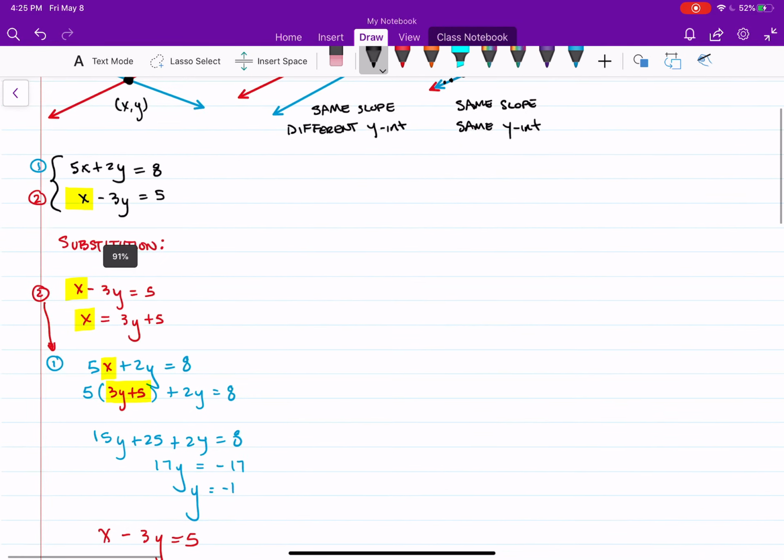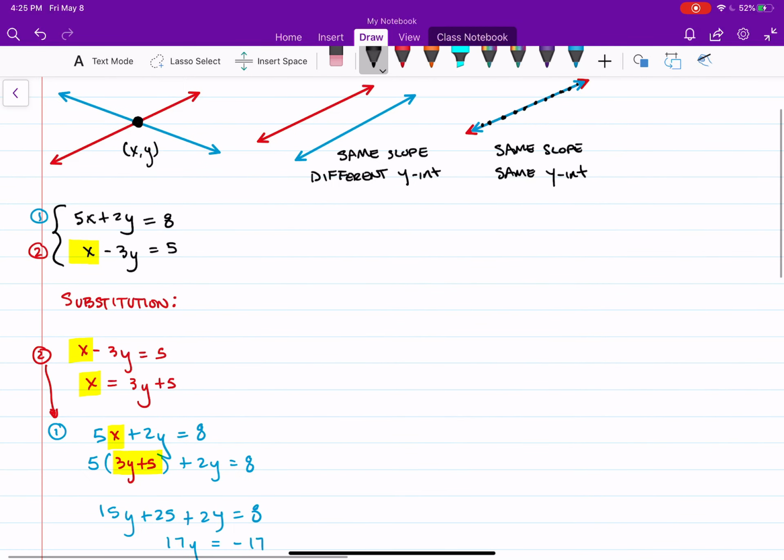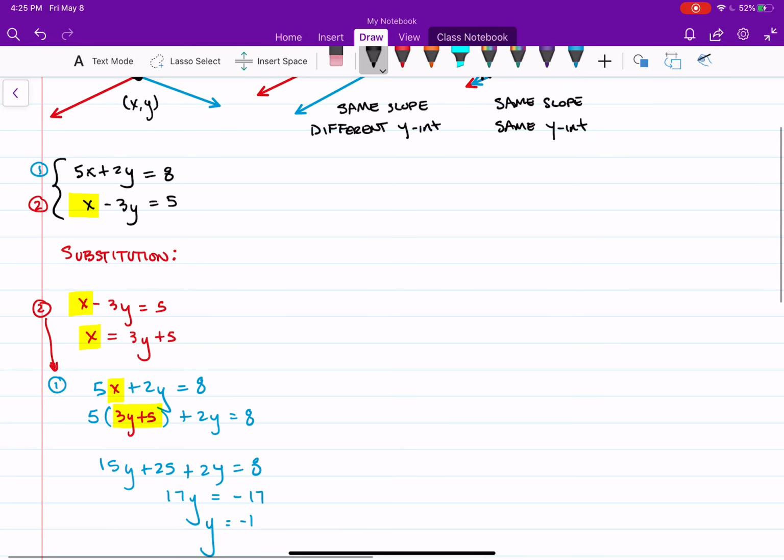Okay, so what about elimination? So let's use orange. That still looks really reddish. Let's use purple.